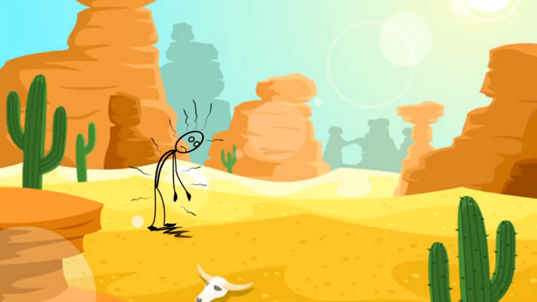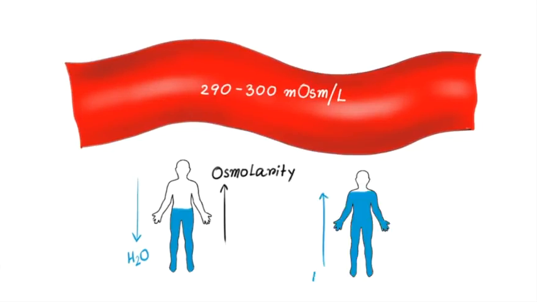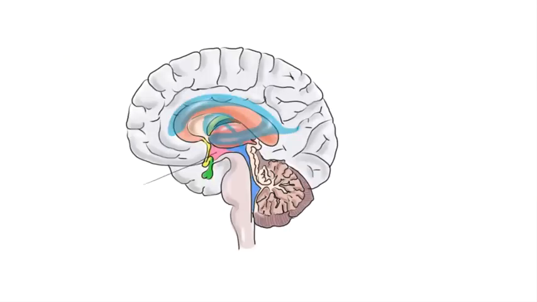Here, ADH comes into action. It helps the body to reabsorb water from the kidney. As we know, the normal osmolarity of the blood is 290 to 300 milliosmol per liter. So if your body is deprived of water and blood osmolarity goes up, more and more ADH will be secreted to keep the osmolarity around the normal value. Let's see how this whole system works.